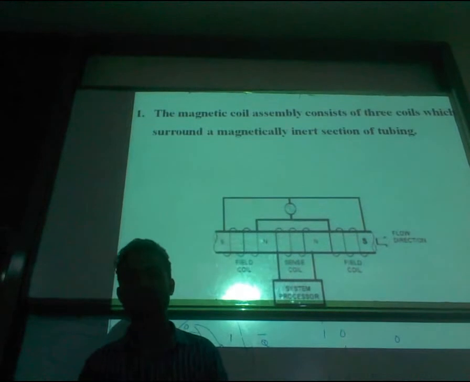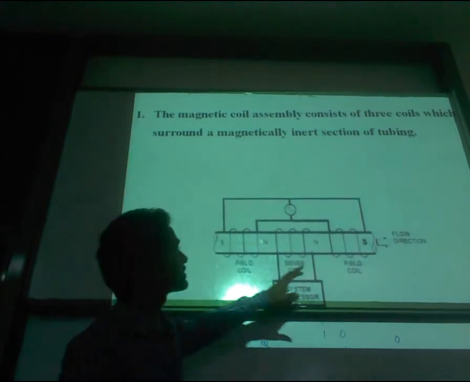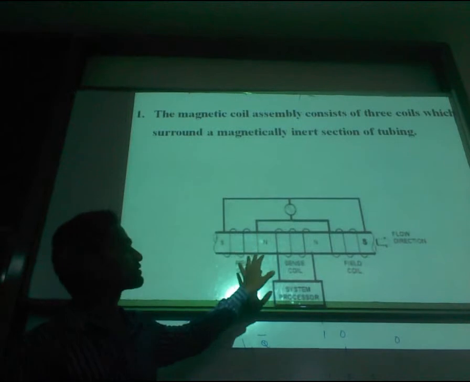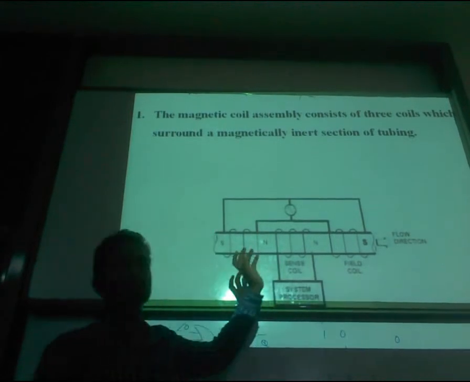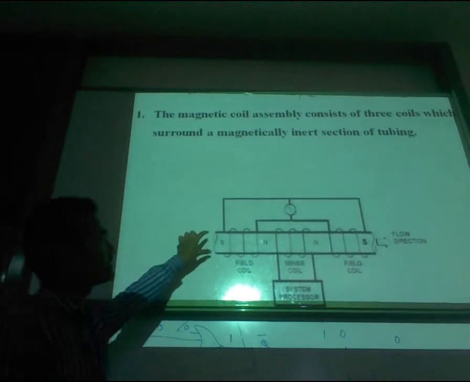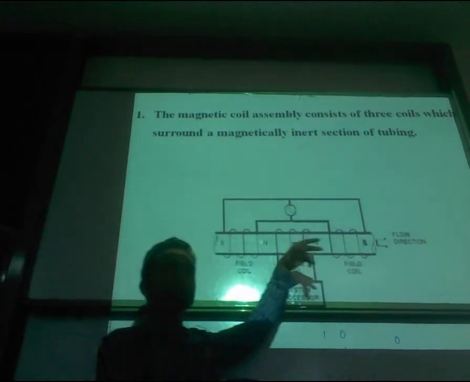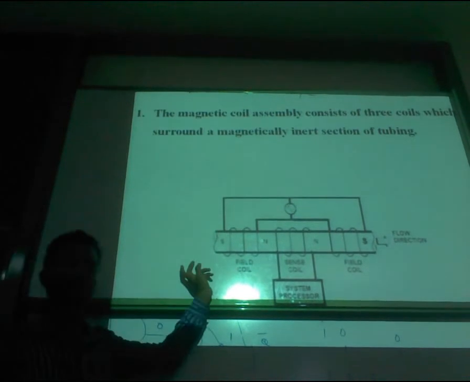Then the magnetic coil assembly consists of three coils surrounded by the magnetically inert section. You can see that there are three coils: field coil, sense coil, and again field coil. These are all surrounded by the magnetically inert section tubing through which our oil passes.